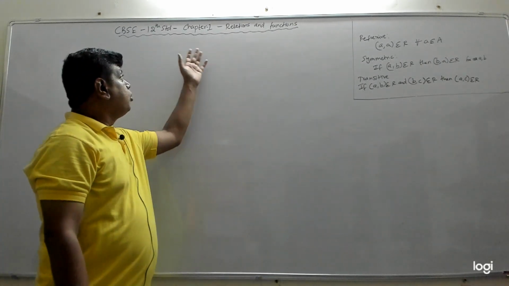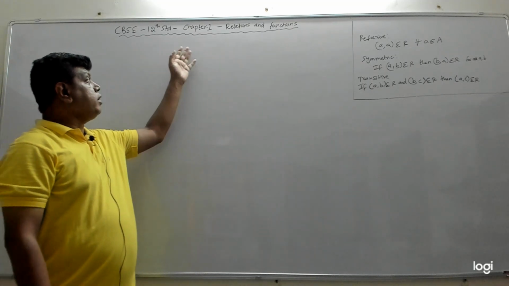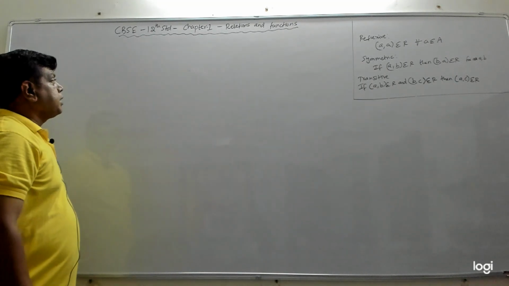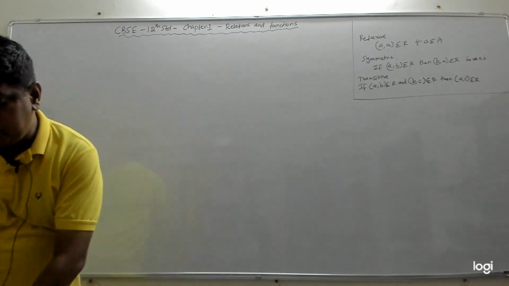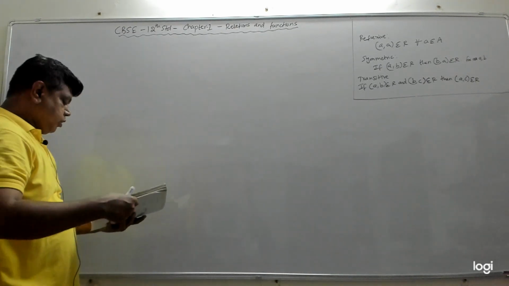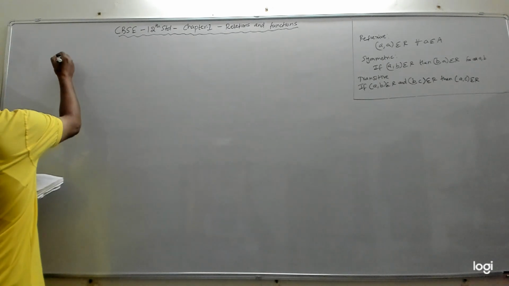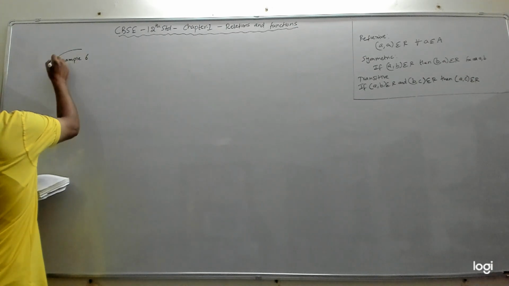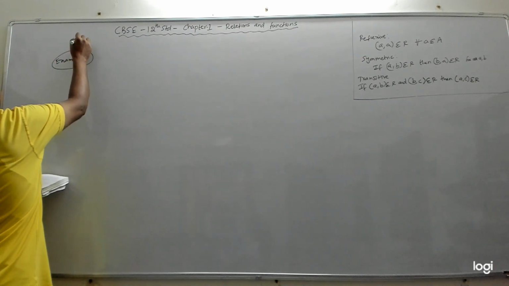In this video, we'll continue with Chapter 1 Relations and Functions from 12th Standard CBSE Mathematics. We will continue from example 6 in your textbook, page number 4.